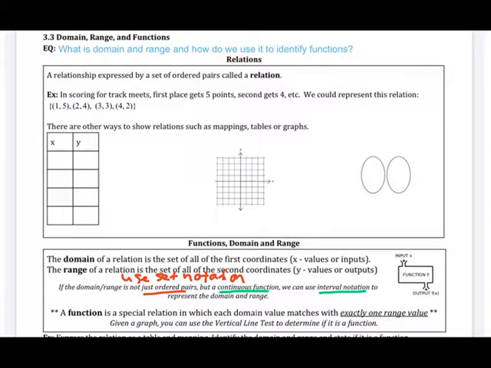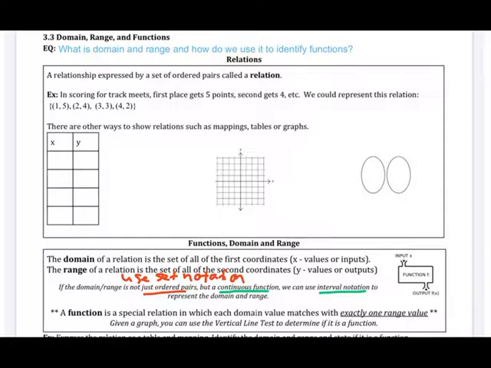3.3 is on domain, range, and functions. So domain and range is something that you probably have talked about in previous classes, but our goal today is to identify what the domain is, what the range is, what a function is, and how these three pieces tie together. How do we use the domain and range to identify if something is a function?